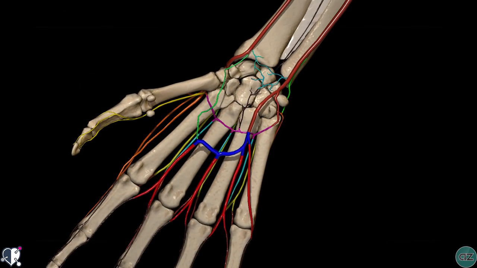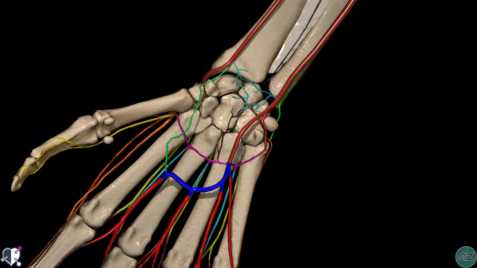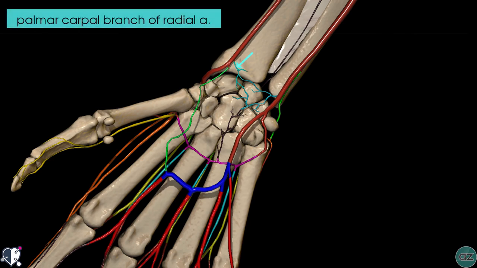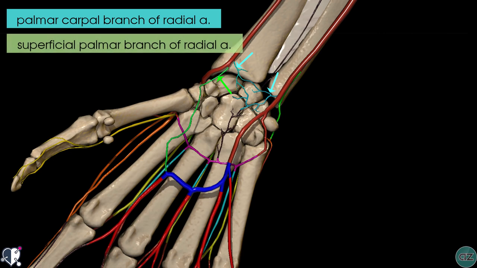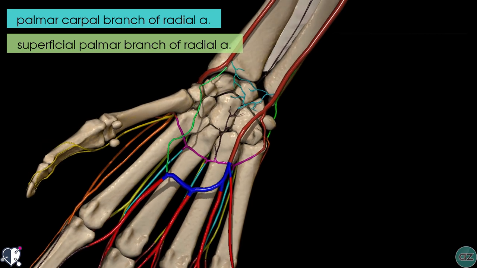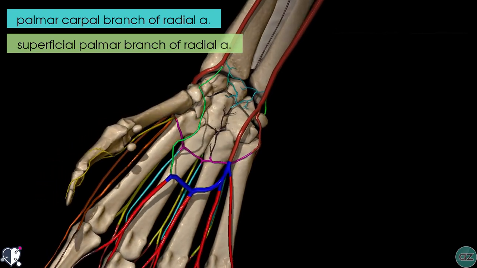Now, coming on to the distal branches of the radial artery. In light blue we've already seen this branch, the palmar carpal branch of the radial artery, anastomosing with the palmar carpal branch of the ulnar artery. And then in green we've seen how the superficial palmar branch of the radial artery anastomoses with the ulnar artery to form the superficial palmar arch. So this superficial palmar branch of the radial artery arises just before the radial artery curves round to enter onto the dorsal surface of the hand.